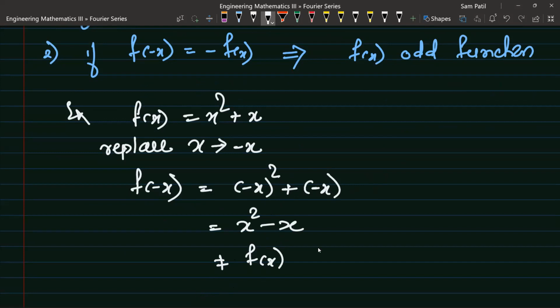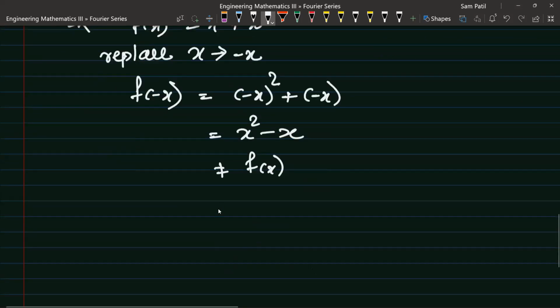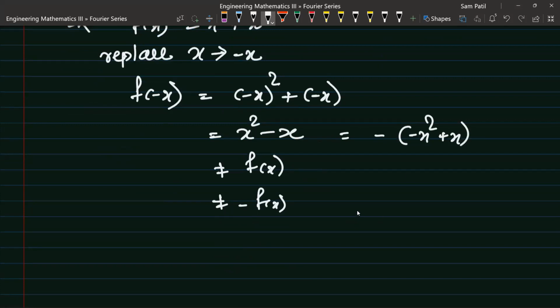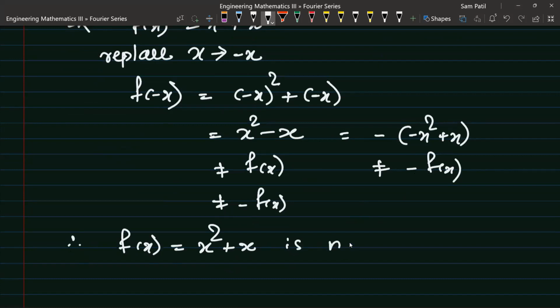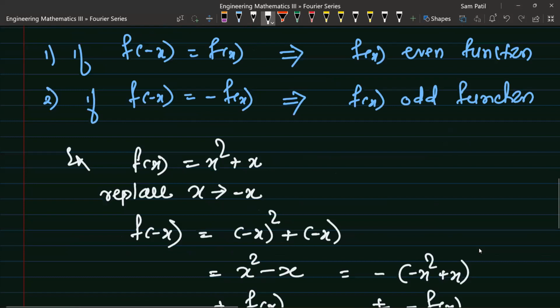This is not equal to f(x). Also, it is not equal to minus of f(x). Am I right? We cannot take the minus sign common and get f(x). If I take the minus sign common, what do I get? Minus of minus x square plus x. Am I right? Yes, sir. This is not actually minus f of x. Therefore, f of x is equal to x square plus x is neither even nor odd. If you understood this concept, even and odd function.